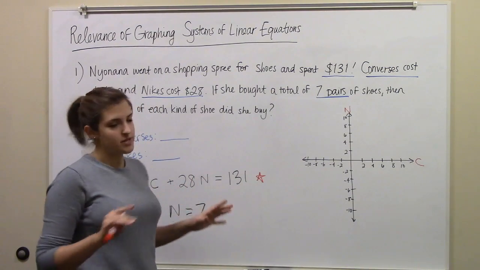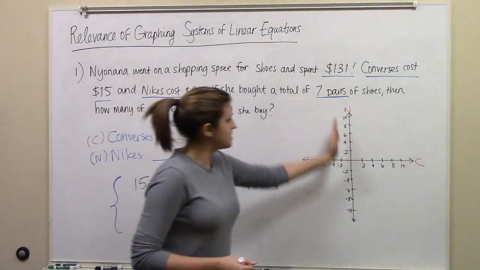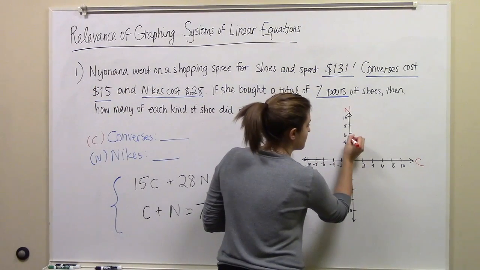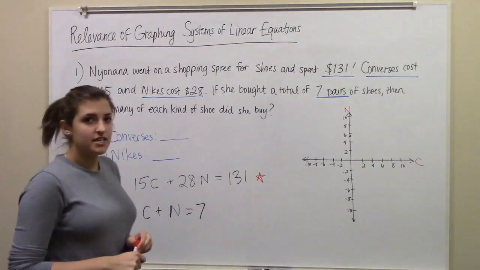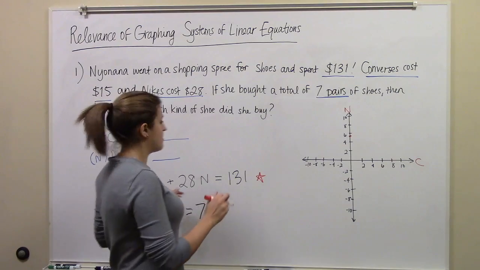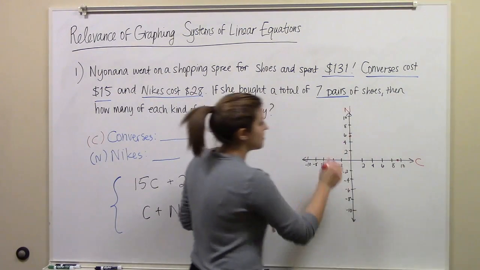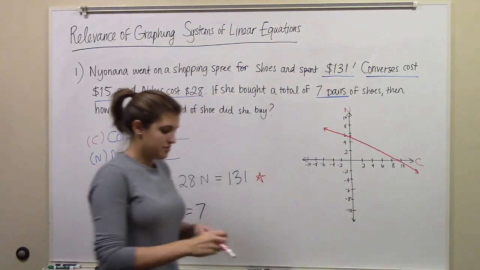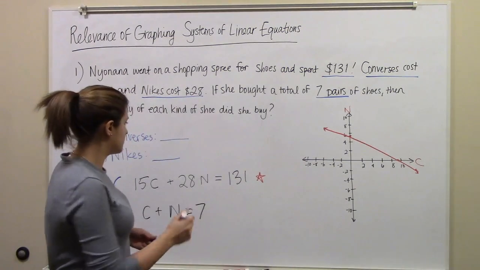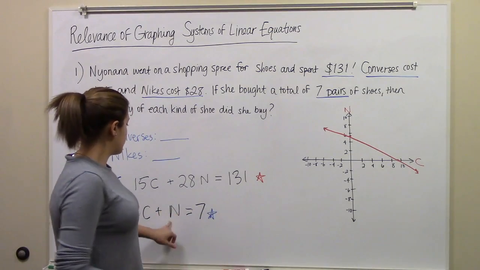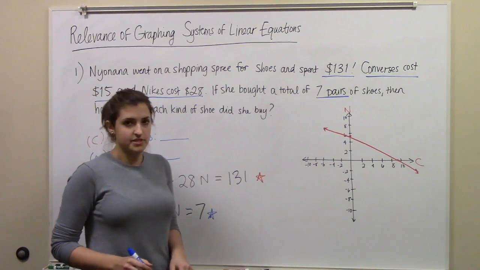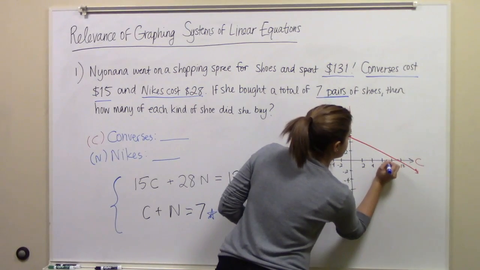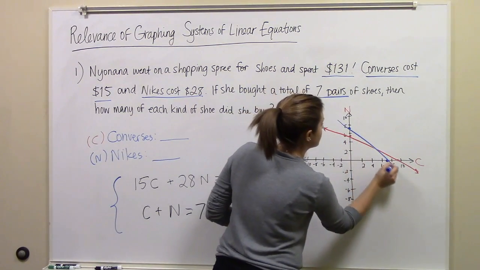So my N-intercept here, my vertical intercept, is going to be at about 4.7. And my C-intercept is going to be at about 8.7. So I have my 2 points, which I can use to create my line. And my next step is to graph my second equation here, which I will graph in blue. And I can also find the N and C intercepts for this one, which are both going to be 7. So I'm going to graph here and here. So they're both going to be 7.